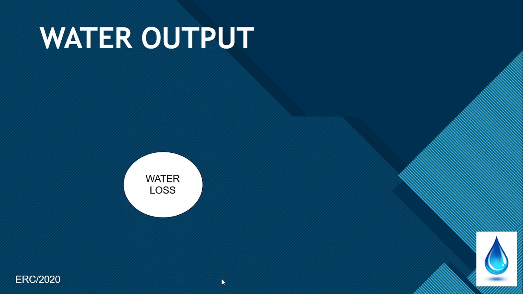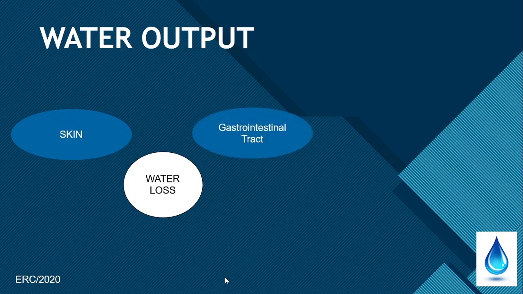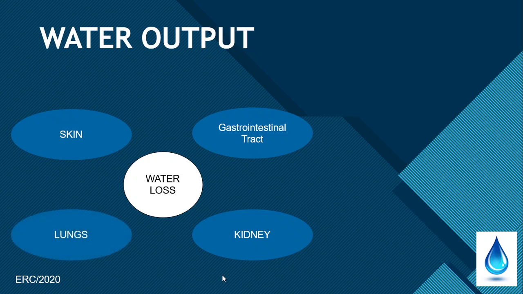Water leaves the body via several channels, such as through the skin, as insensible perspiration or when we sweat. Number 2 is through the gastrointestinal tract as feces. Number 3, in the kidney, as a form of urine. And lastly, in the lungs as water vapor in the expired air.